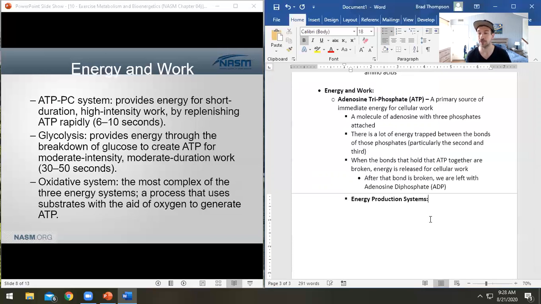We've got all these different systems for producing ATP. The first one is going to be your ATP. We're going to go in terms of duration here. You're going to have your anaerobic.